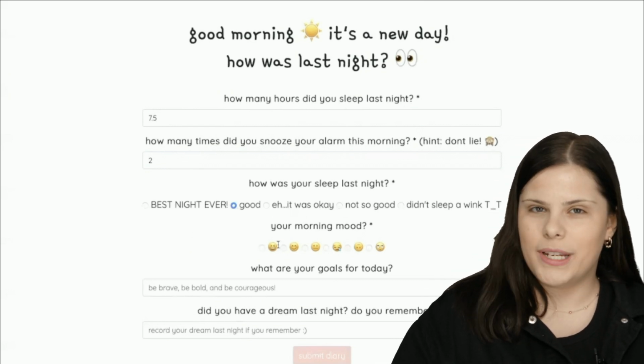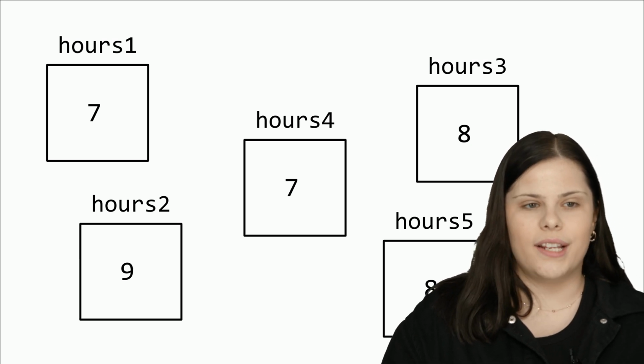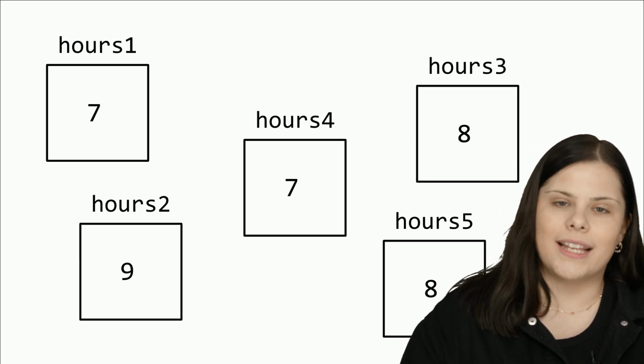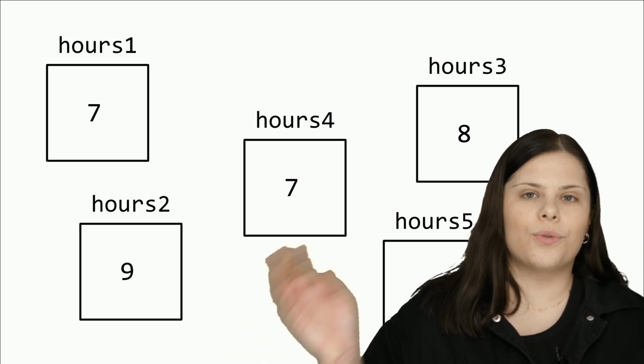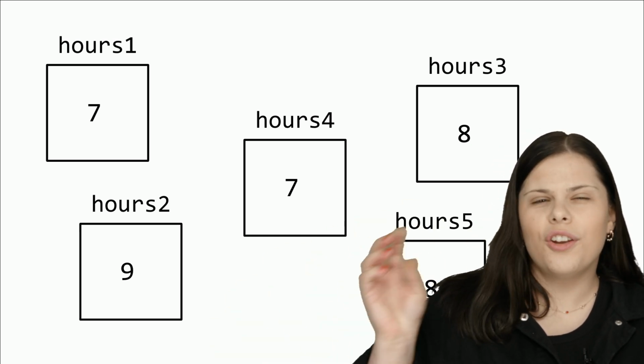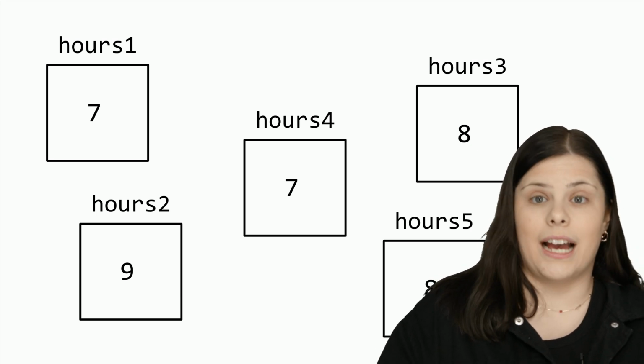Well, how could we do that? One option is to just have a bunch of variables, right? So for example, on Monday, I slept for 7 hours. On Tuesday, I slept for 9 hours. And I'm just storing all of these variables randomly in my memory, in my computer, and not really connected together, right? Well, this is where arrays come in.